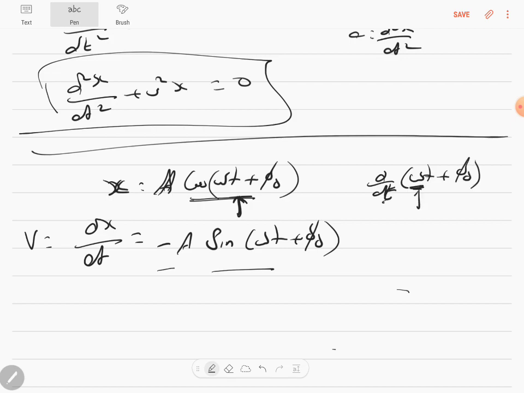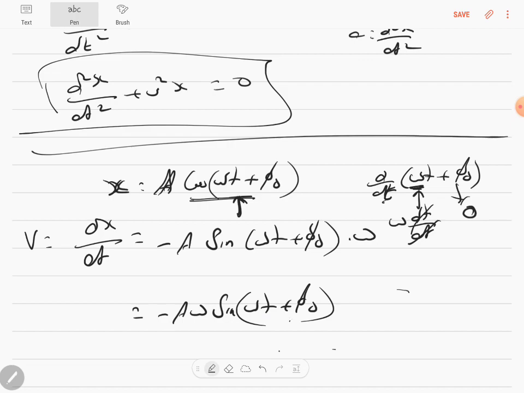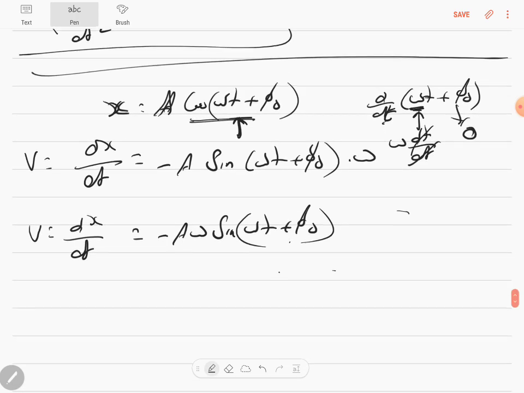Inner differentiation is differentiate what is inside, which is omega t plus phi naught, with respect to t. So omega t alone can be, this is a constant. The differentiation of constant is 0. So the omega t on differentiation will become omega into dt by dt, therefore into omega. Therefore you should write it as minus a omega sine omega t plus phi naught will be the velocity, which is dx by dt.